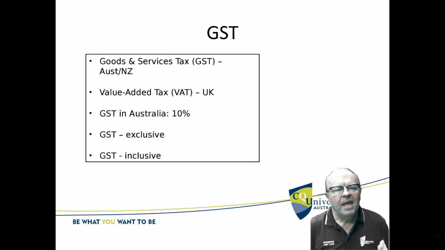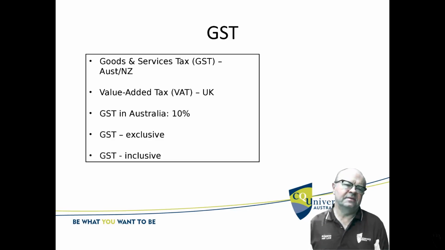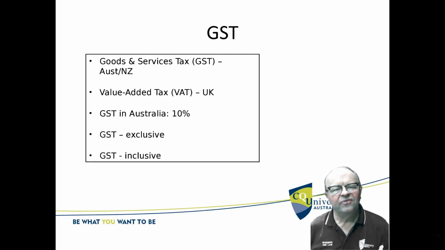Now GST, Goods and Services Tax, that's in Australia and New Zealand. It's known by other names, particularly Value-Added Tax, VAT, in the UK. And we're looking at GST now because GST comes up in a lot of transactions in business. Particularly with revenue and expenses, it's pretty well in all the transactions.